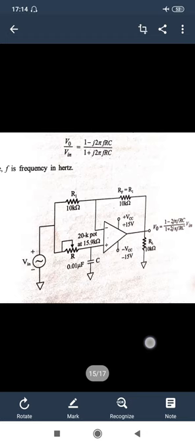In this circuit, when we set the value of RF equal to R1, we find the gain V0 by Vin as 1 minus j2 pi f RC upon 1 plus j2 pi f RC. Here the components are R, C and f, by which we get the gain between the output and input voltage, where frequency is in Hertz and we have the capacitor and resistance values.